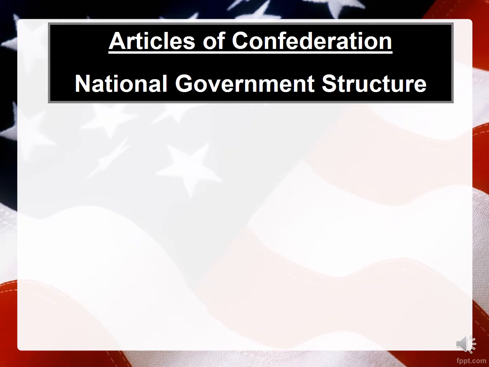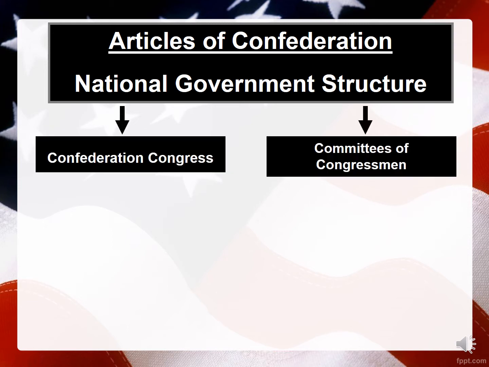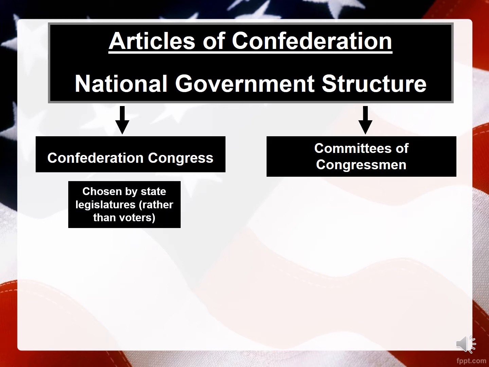But let's look at the structure of the national government under the Articles of Confederation. There was a Confederation Congress, and then there were committees of congressmen. Now, the Confederation Congress was made up of delegates that were chosen by the state legislatures rather than the voters. Today, we have direct elections of our national representatives to the House of Representatives, as well as our senators. Then the people in the states would elect those that would represent them in the state legislatures, but then the state legislature would choose the delegate to go and represent the state in the National Confederation Congress.